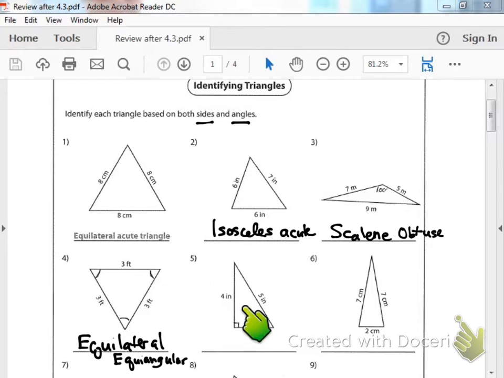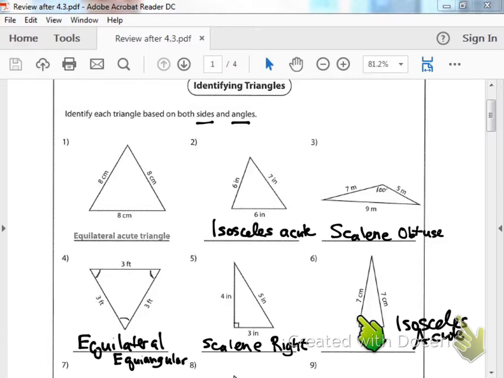Number 5, 3, 4, 5 are the side lengths. Scalene, right. So that's scalene. And then there's a right angle, so it's also a right triangle. Good. And number 6. Isosceles acute. Yes. These all, you're not given any of the measures, but they all appear to be less than 90, so we're going to go with it. Isosceles acute. Let me move that up just for a second.